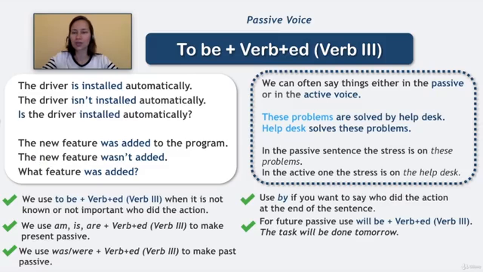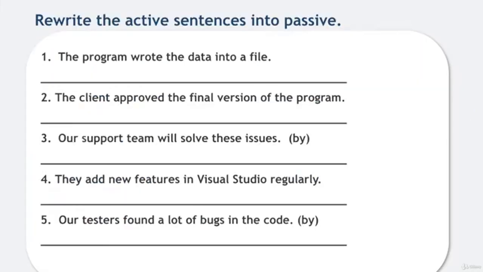Alright, so let's go to an exercise. In this exercise, you have to rewrite the active sentences into the passive sentences. So look at them, pause the video if you need some time to think, and then the passive sentence will appear under the active sentence. Let's go. Number 1.